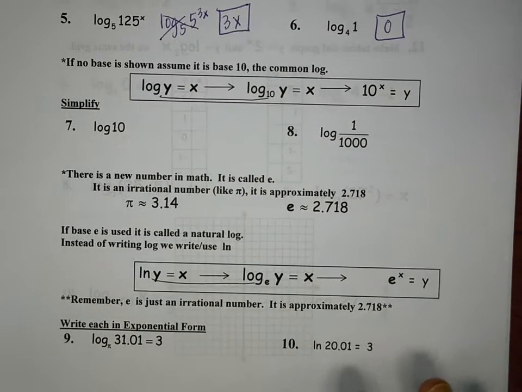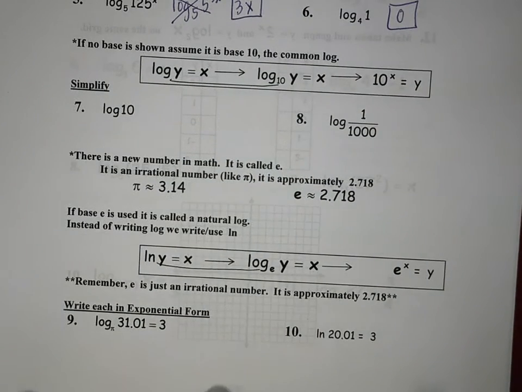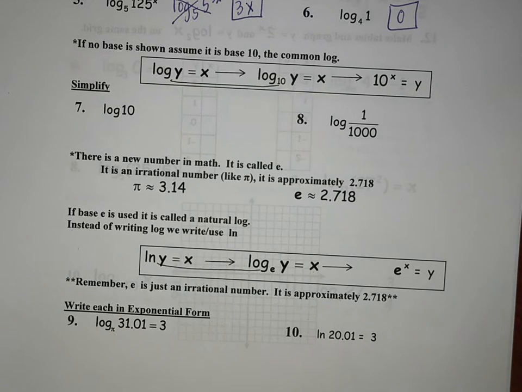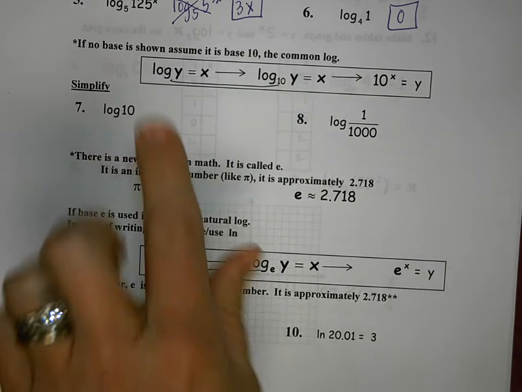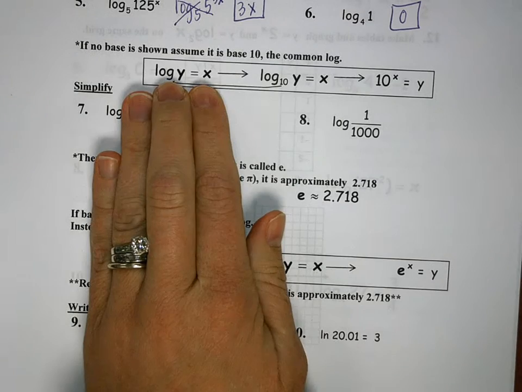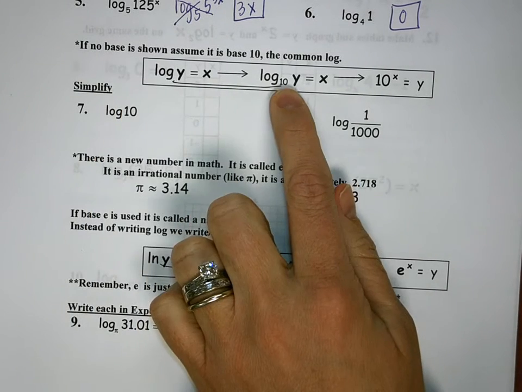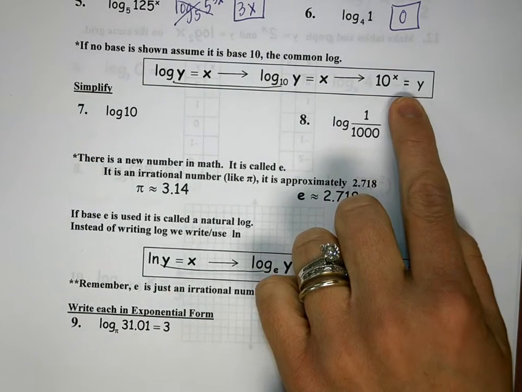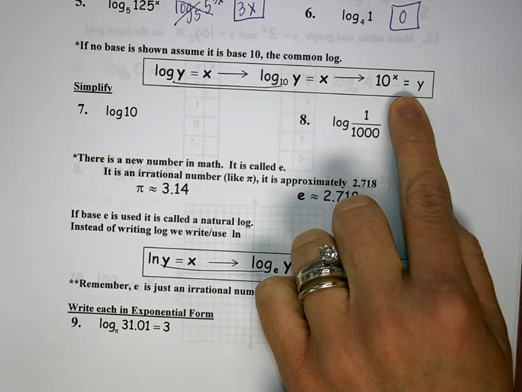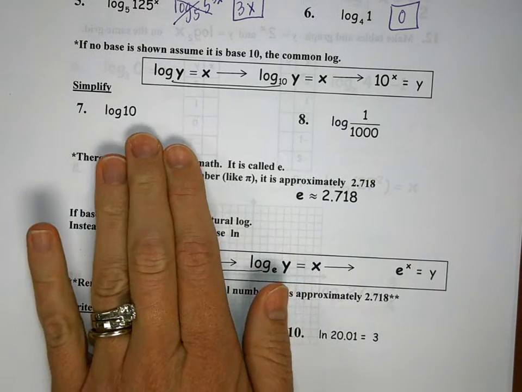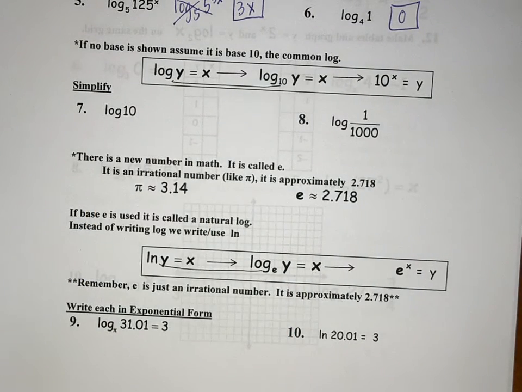So if no base is shown, you assume that it is base 10, which is your common logarithm. So we already know this, it's just showing you. So this was saying there's no base 10. This is when they put the base 10 in to show you, and then this is changing it to exponent form. Okay? So they're asking us to simplify this.